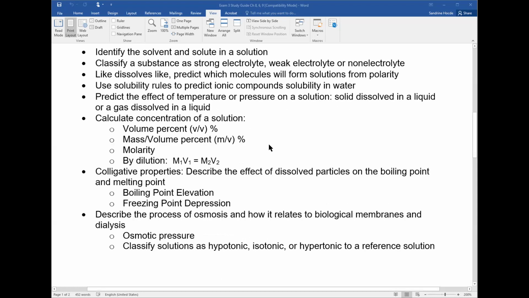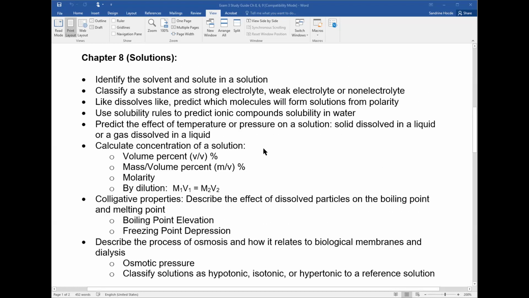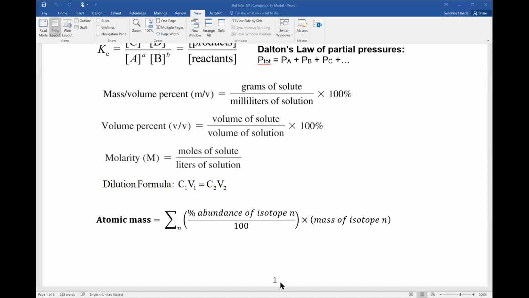Okay, so next you need to be able to calculate the concentration of solutions. There are different formulas we've covered: the volume percent, the mass per volume percent, the molarity, and we also learned how to calculate concentrations via dilution. So let's look at the reference packet to know where to find these formulas. It is page 1 of the reference packet.